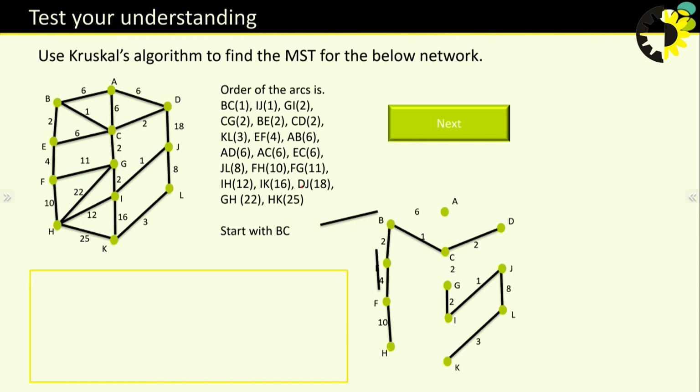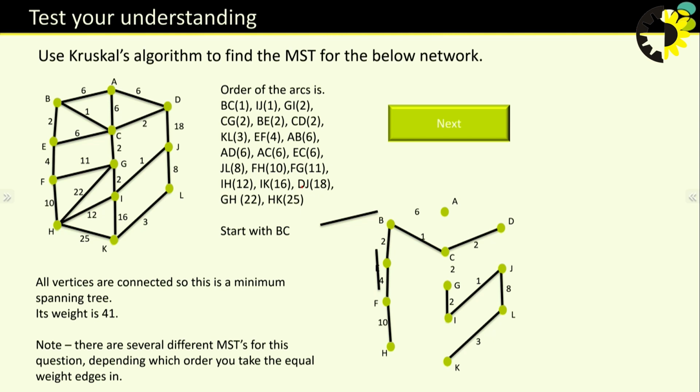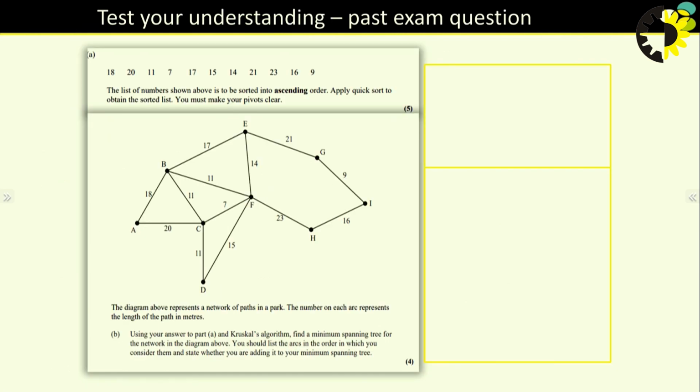If you want to add all things, then what is the calculation? 8, 3, 1, 2, 2, 1, 2, 4, 10 and 6. Then the value is 41, means the total weight is 41.